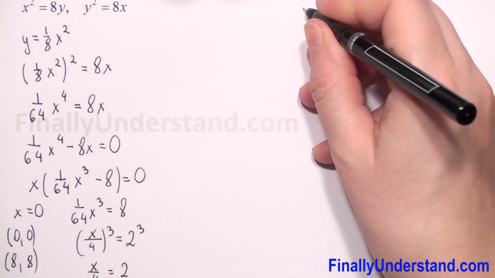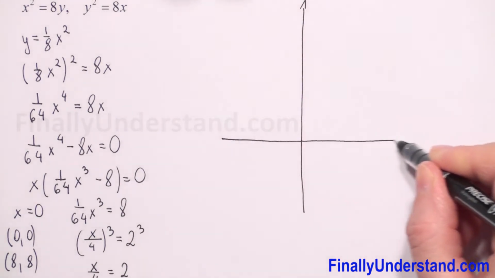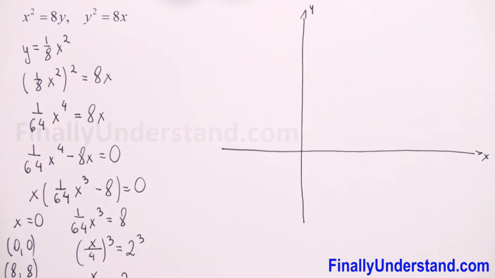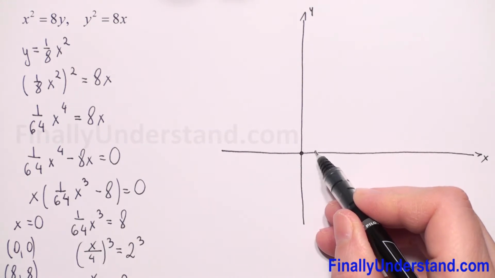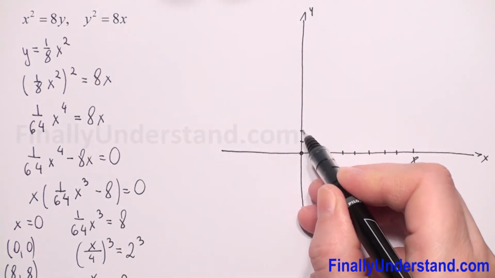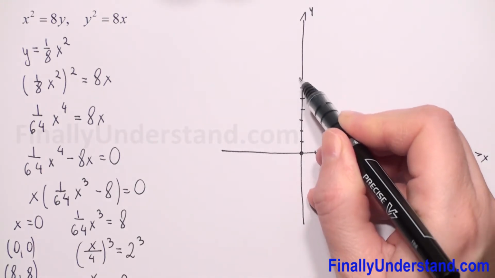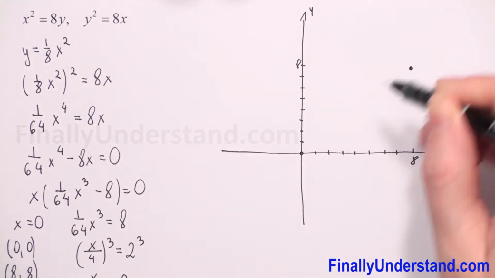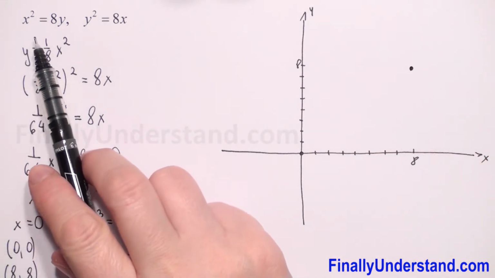Now we can draw the graphs. X and y axes, and we have points (0, 0) and (8, 8). So we have to choose a small unit: 1, 2, 3, 4, 5, 6, 7, 8. For x equals 8, y is equal to 8. So we have our two intersection points, and now we have to draw our curves.